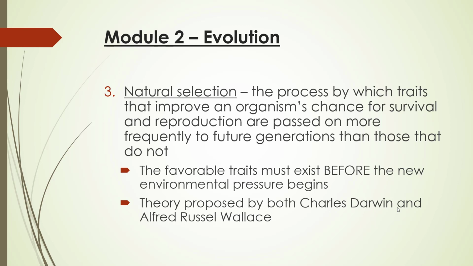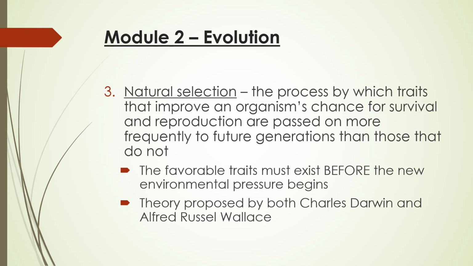individual. Now the individual has that change in a trait, in an adaptation, but the change to the overall population, that happens over time. So this is key here. The favorable traits must exist before the new environmental pressures begin. So in other words, if our world ended up being suddenly covered in water, humans are not going to grow gills because we don't have gills now.